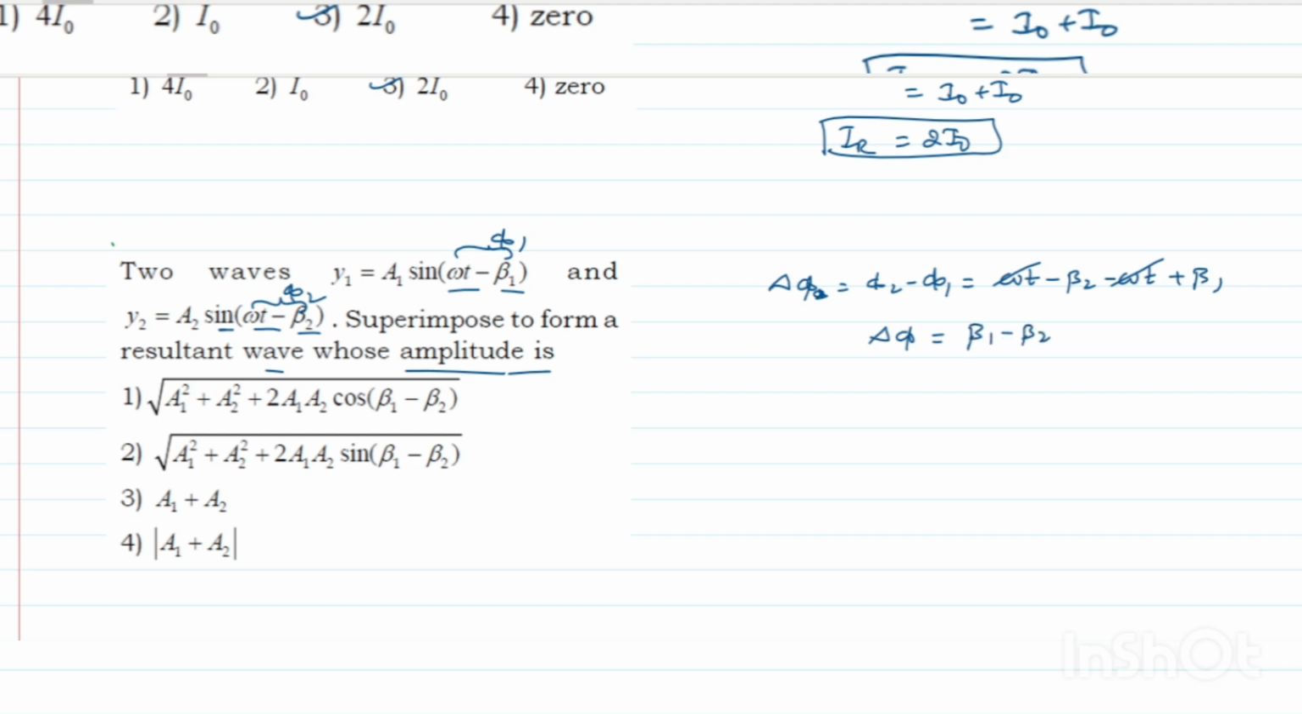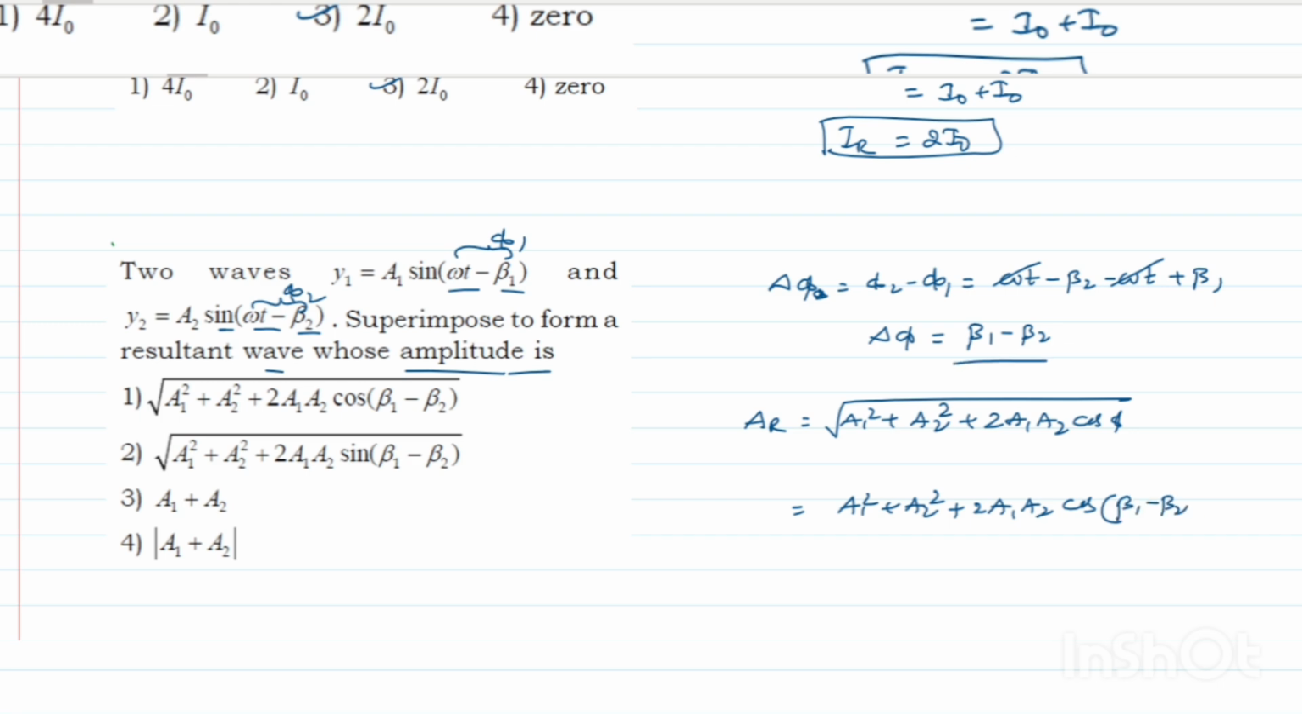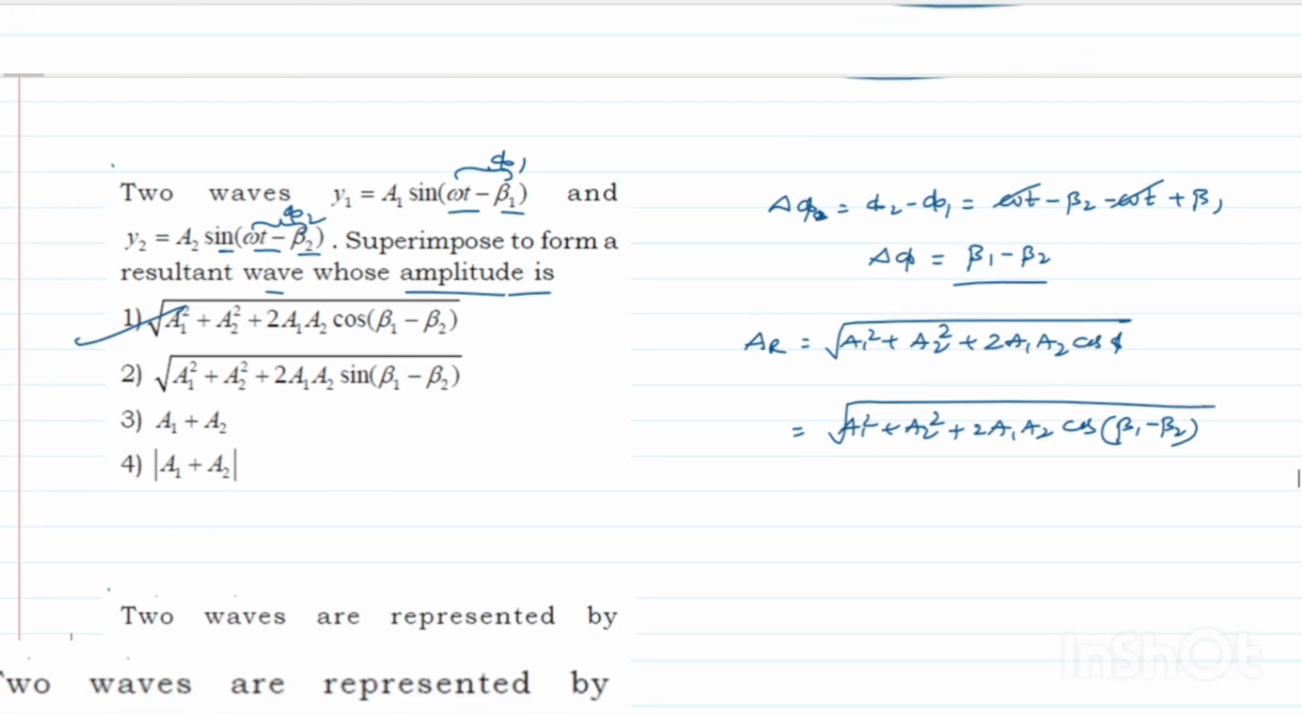Now the resultant amplitude: A resultant is the square root of a1 square plus a2 square plus 2 a1 a2 into cos phi, where the phase difference is beta 1 minus beta 2. So this is the resultant amplitude. A net equals square root of a1 square plus a2 square plus 2 a1 a2 into cos of beta 1 minus beta 2.